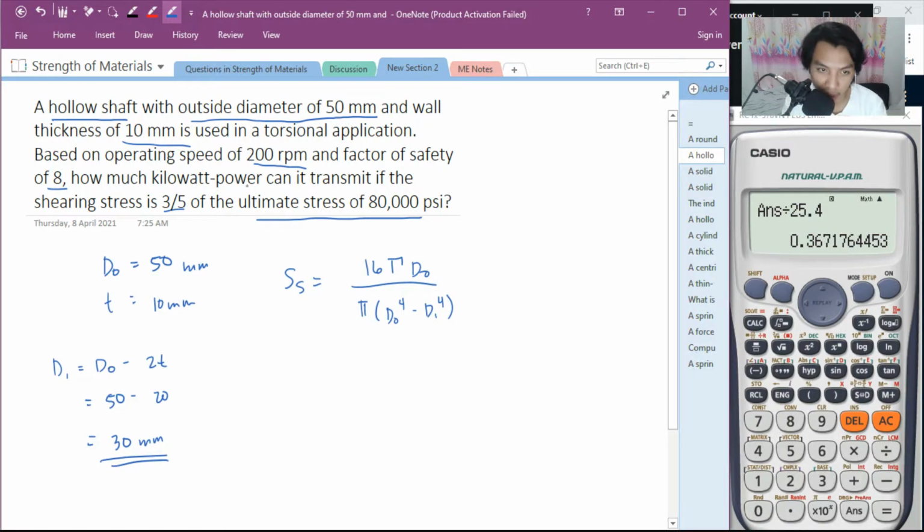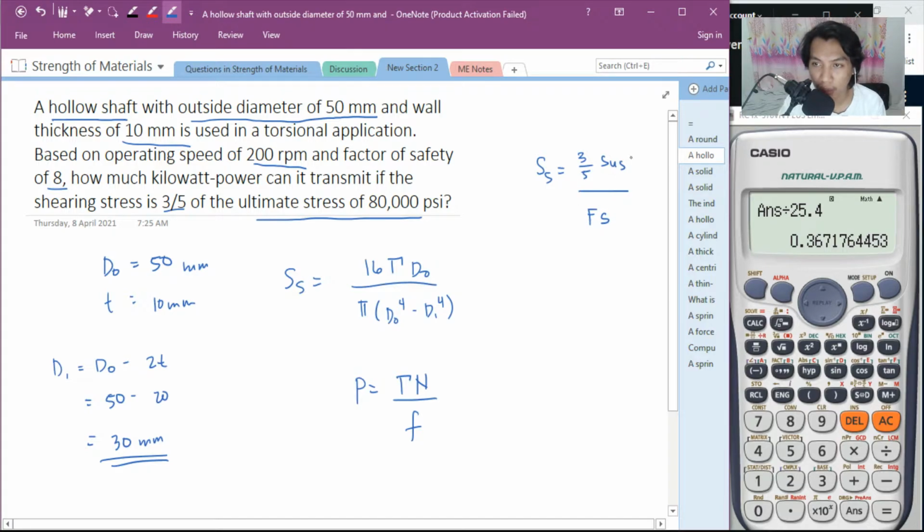Tapos merong operating speed. Okay. How much kilowatt power? The power is asked. So, Tn over factor. So, shearing stress is 3/5 of the ultimate stress. So, SS is equal to 3/5 ng SUS divided by factor of safety. Di ba ganyan yun? Shearing stress.